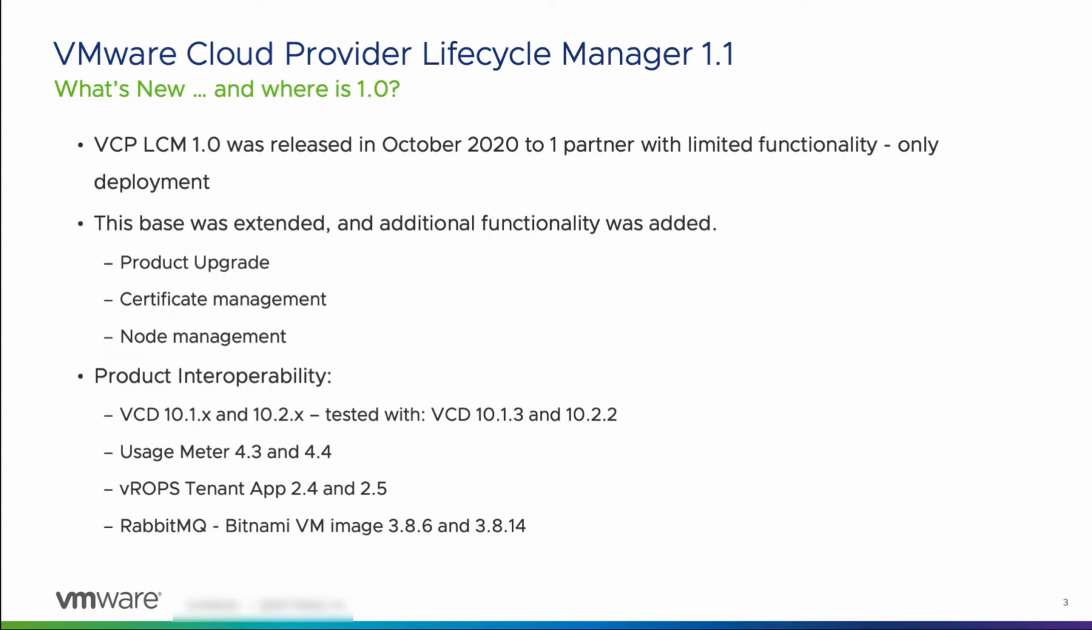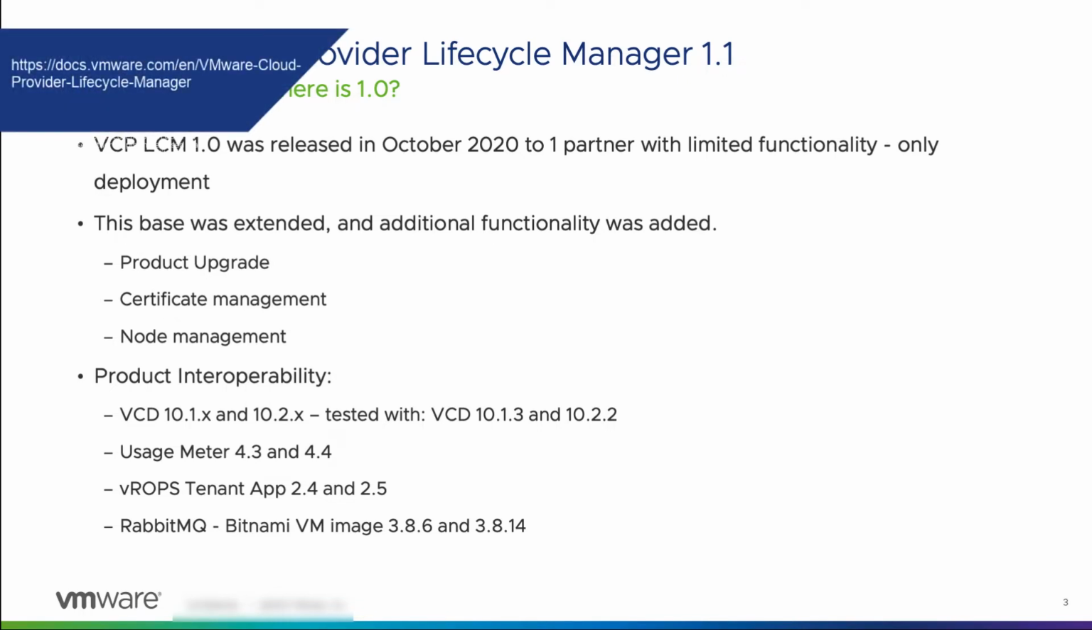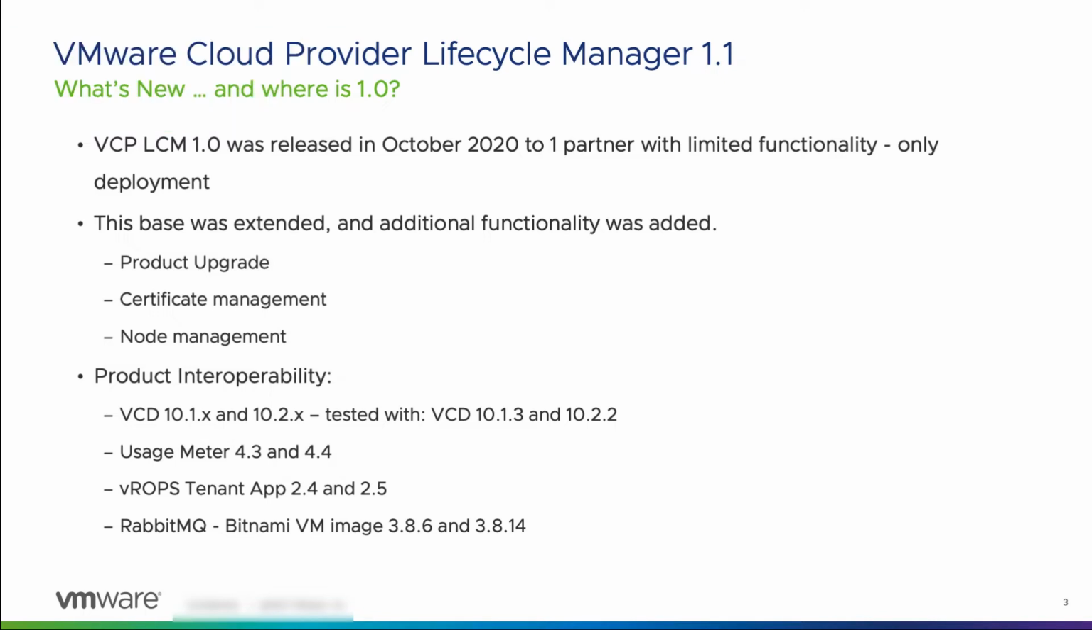Version 1.0 of this product was released in October 2020 to one of the partners with limited functionality, and only deployment was provided at that time. However, the base was extended and additional functionality has been added, like product upgrade, certificate management, and node management. The product interoperability matrix is shown here. However, you can find more details in the white paper and the deployment guide. So let's go to the next slide.